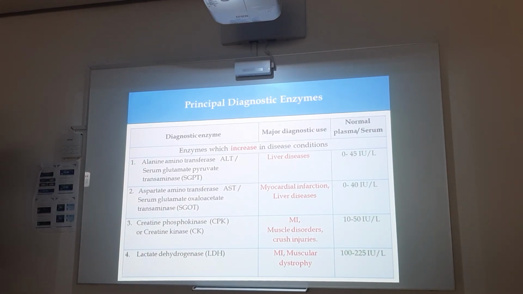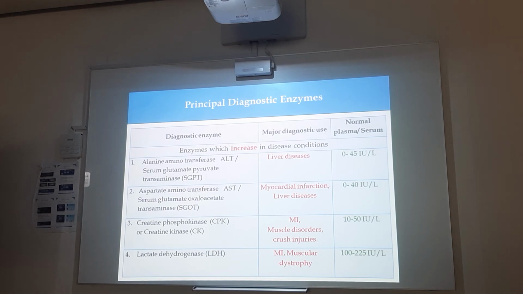Now let's talk about principal diagnostic enzymes. And if you see these enzymes which increase in disease conditions, now we're talking about increase in disease conditions, we do have, notice here we're doing it backward, meaning ALT, alanine aminotransferase, which is the same name as the SGPT, or SGPT, some people call it. It's the same enzyme. Usually we utilize it for liver diseases.